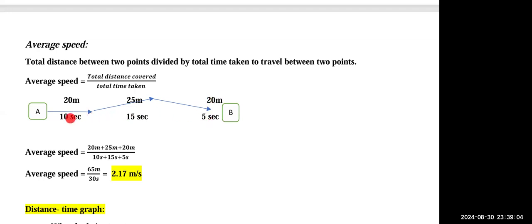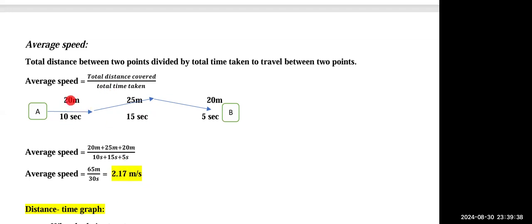So what will be the average speed? Average speed means you have to add all these lengths, 20 meter, 25 meter, and 20 meter, divided by total time taken, 10 plus 15 plus 5 seconds. Divide both terms, you will get 2.17 meter per second. It means on average the body has covered 2.17 meter in 1 second. This is the average speed.